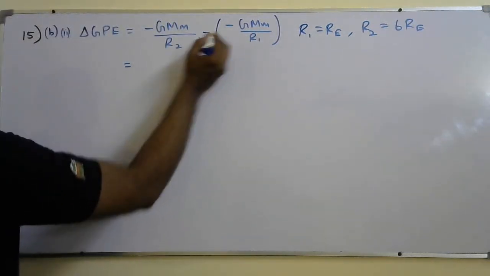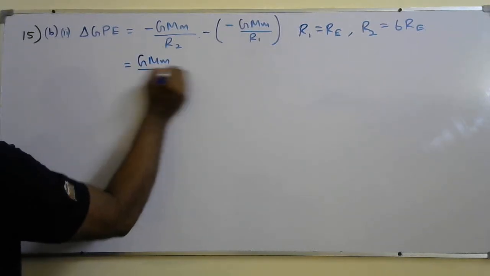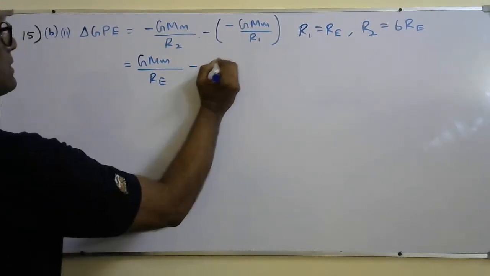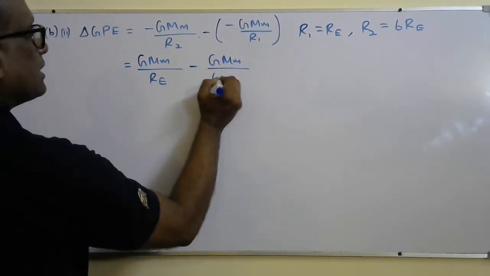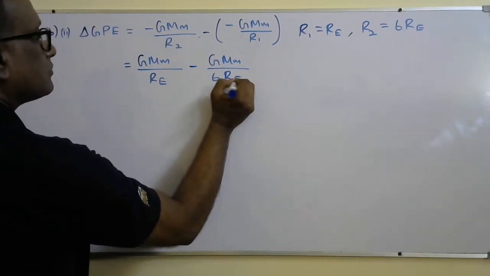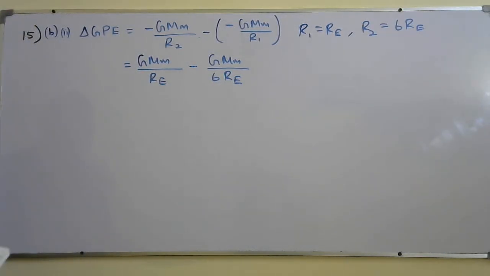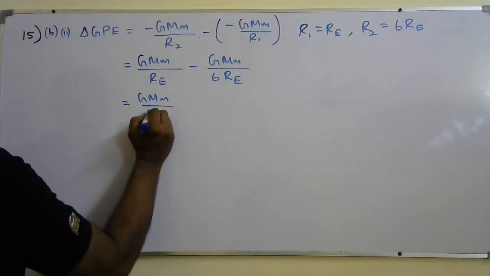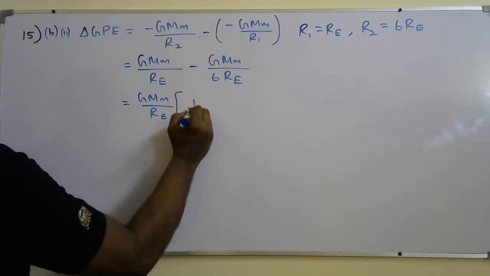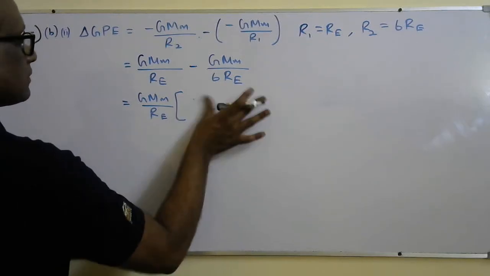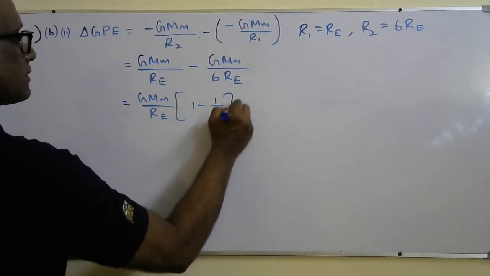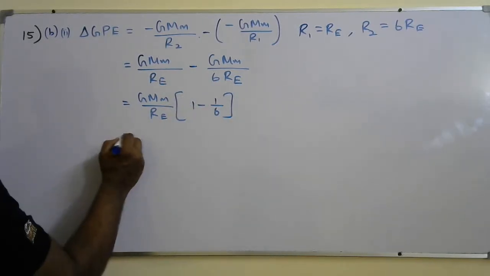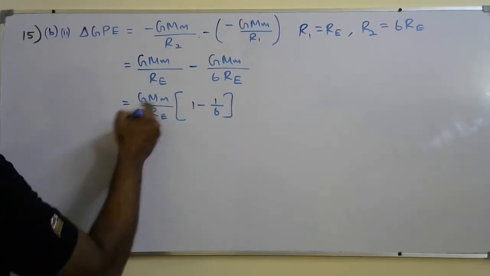So minus into minus is plus. GMm over R1, where R1 is RE, minus GMm over 6 RE. R2 is 6 RE, so it's not a big issue. GMm over RE, we'll take it out: 1 minus 1 over 6. Okay, so solve it. That will be 6 minus 1, 5. So 5 GMm over RE.